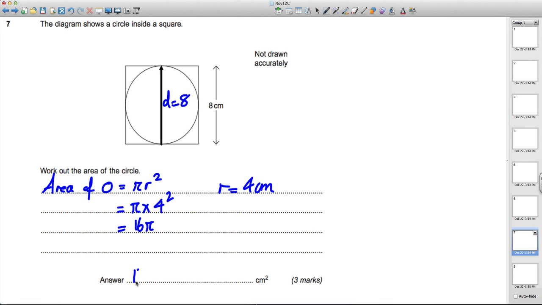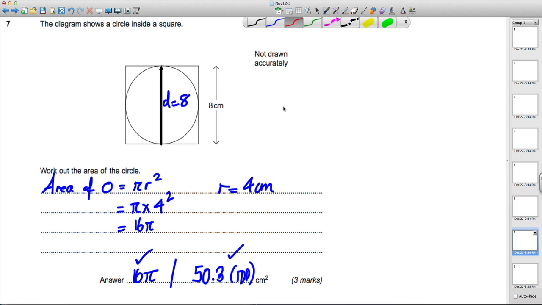Now you could leave your answer as 16 pi, or say if we were going to round the answer, let's do 16 pi and work it out. If you put that into your calculator, you get 52.26. You could say that is, say, 50.3 centimeters squared and state to 1 dp. So that answer, or that answer would be sufficient. But make sure if you do round, don't round too far, but make sure if you round, you state what you've done.